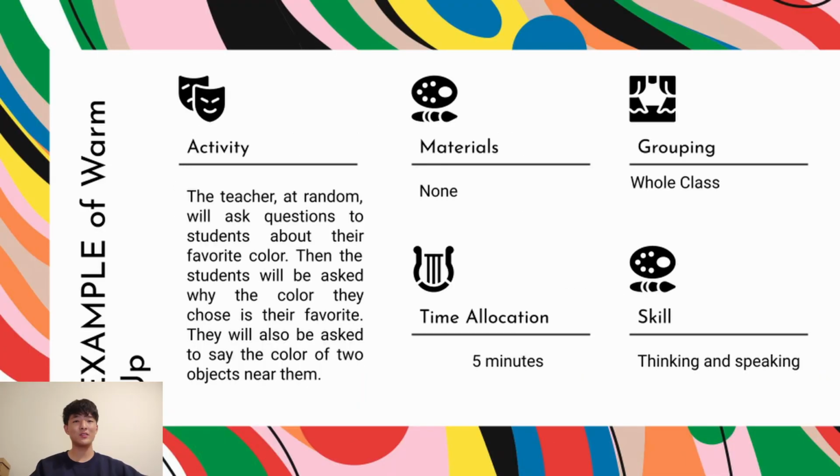So an example of this could be the teacher asking random questions about a student's favorite color, or what an object's color is, or to identify the color of two objects near them. No materials needed. It's going to be done with the whole class. It's going to be done in 5 minutes. The skills they are going to be developing are thinking and speaking.